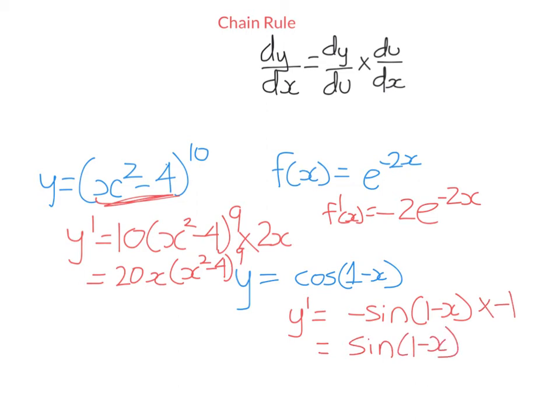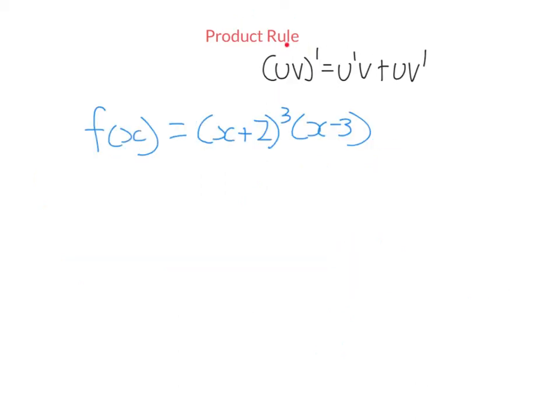Let's move on to the product rule. So this is the product rule up here. It's called product rule because it's when you have one function u and one function v multiplied together, the product of two functions. So the rule says to differentiate the product of two functions, derivative of the first times the second plus the first times the derivative of the second.